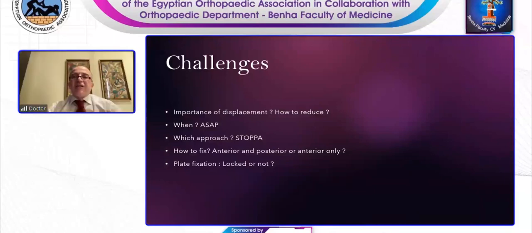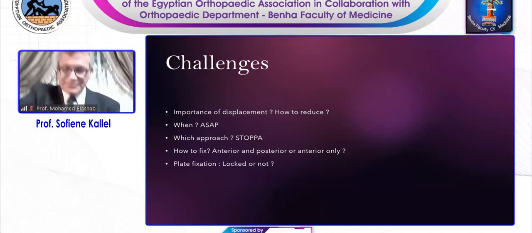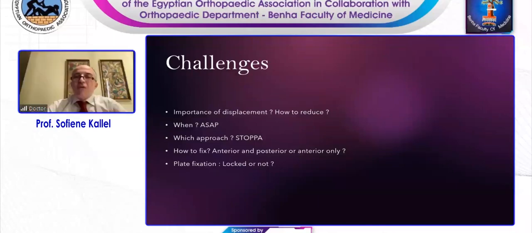Yes, I said the challenges are the importance of displacement and how to reduce this fracture. When to reduce them: as soon as possible. Which approach: the most convenient approach is the Stoppa approach, the anterior Stoppa approach for the symphysis. How to fix, anterior and posterior or anterior only, plate fixation, locked or non-locked plate. Next, please.